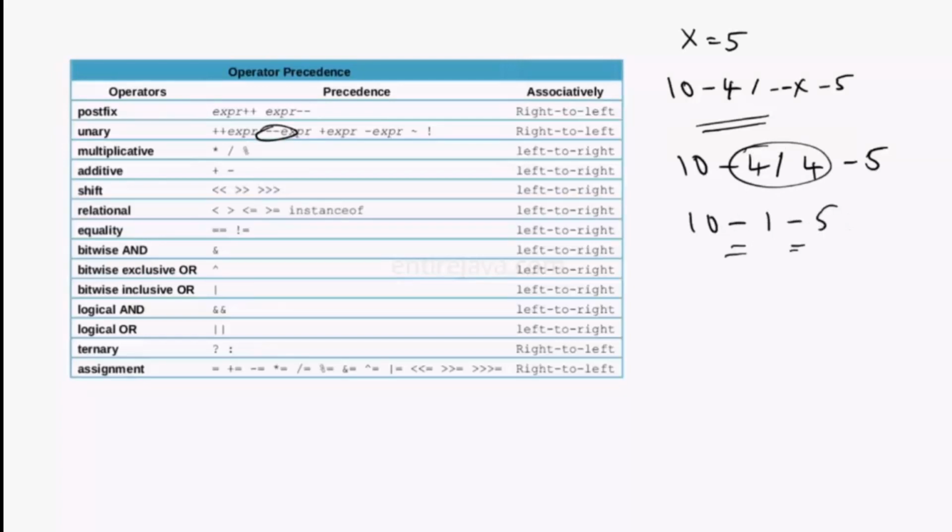Now since both these operators have equal precedence, we need to go with the associativity rule, which says we need to go from left to right, and when we solve it the result would be 4. We solve this first and then compute the result with this. Now go back to our IDE and run the program. You would see the same results.